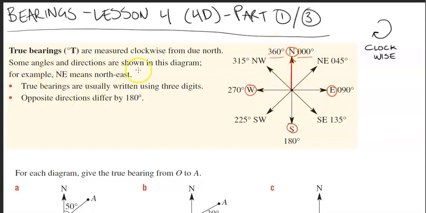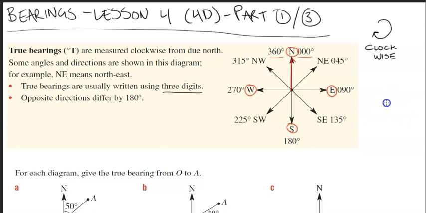So some angles and directions are shown in the diagram, which I just talked about before. Just making sure that NE just stands for north east, south east, etc. True bearings are a very important point. True bearings are usually written using 3 digits. And we use this 3-digit system so we specifically know that we are talking about true bearings.